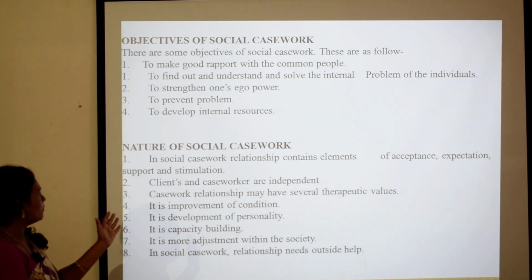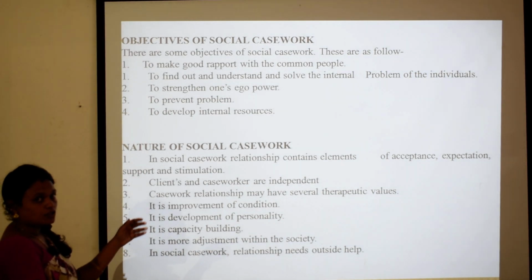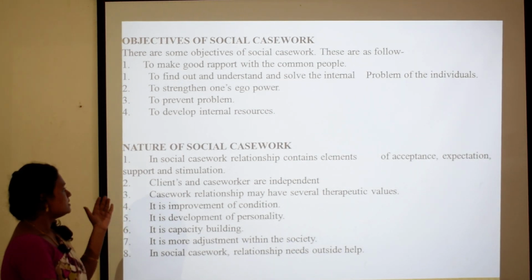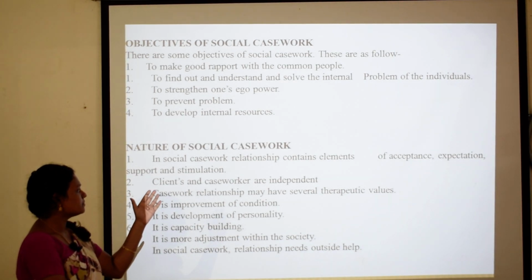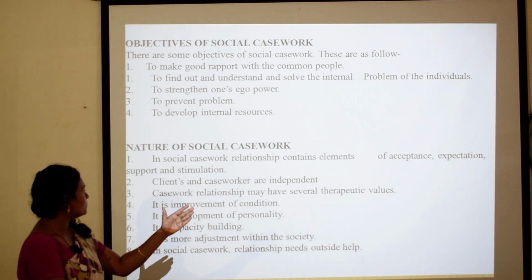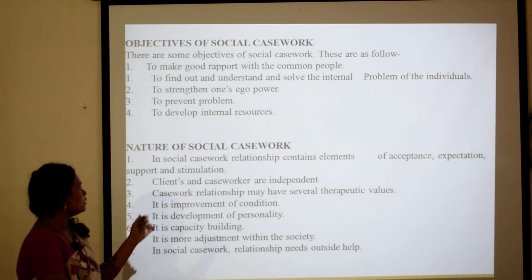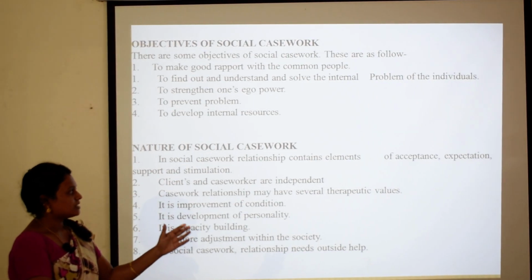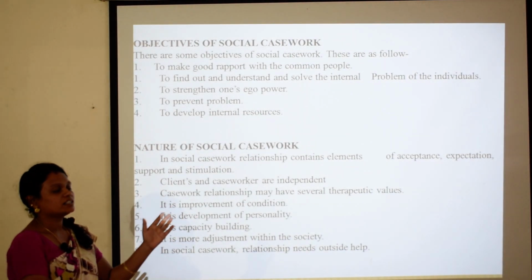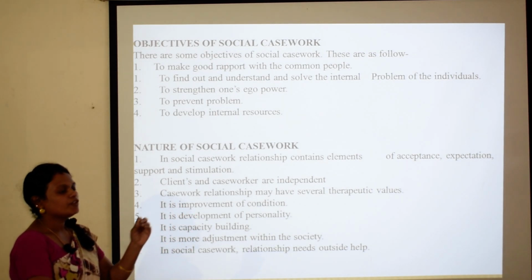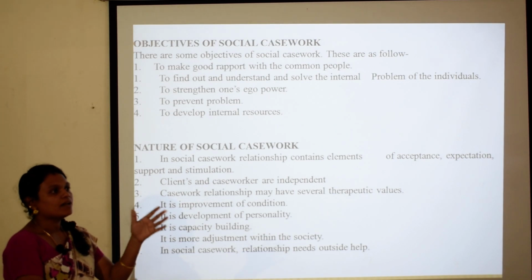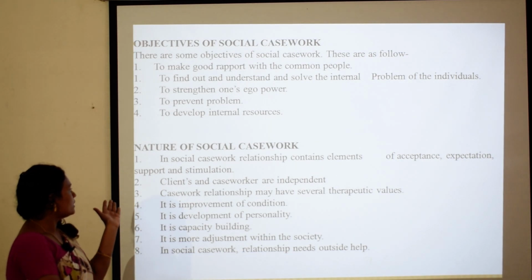Next we are going to deal with the nature of social casework, which has eight points. In social casework, the relationship contains elements of acceptance, expectation, support and stimulation. In a casework relationship, the caseworker and the client must have acceptance. First we have to accept the client, and then expectations. You must not accept anything from the client. First we have to see what they are and accept them as they are. Then comes support and stimulation.